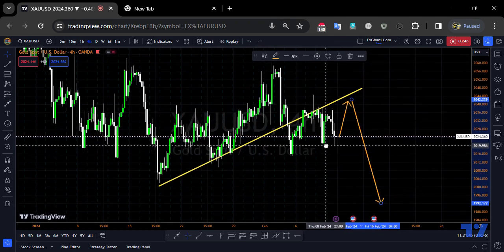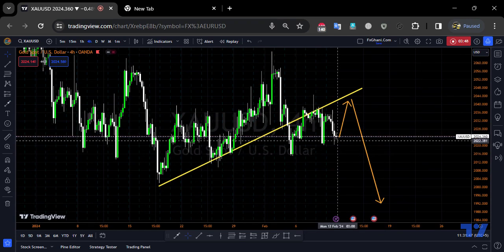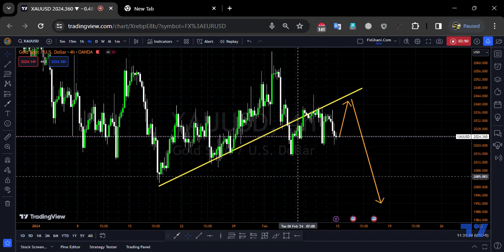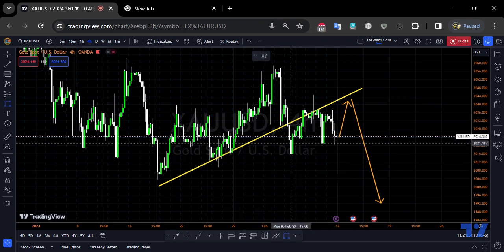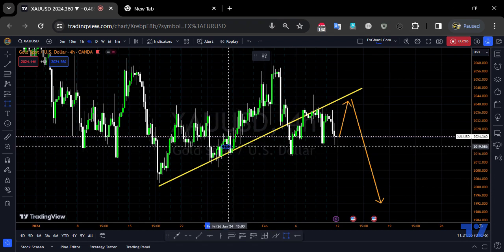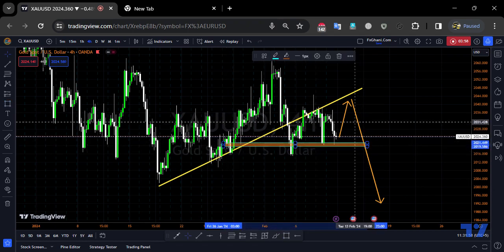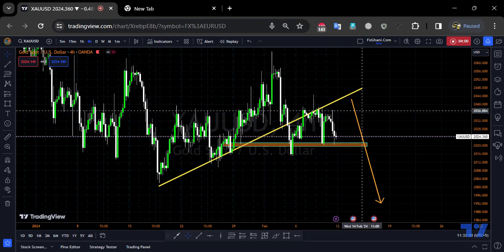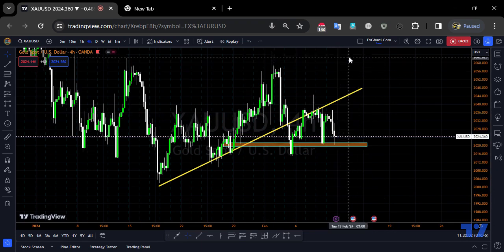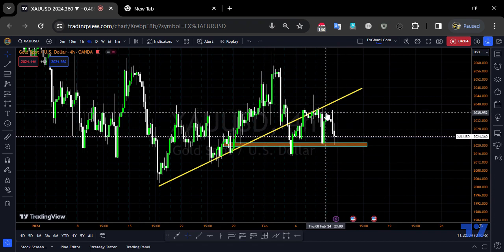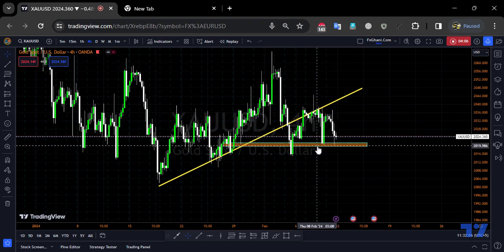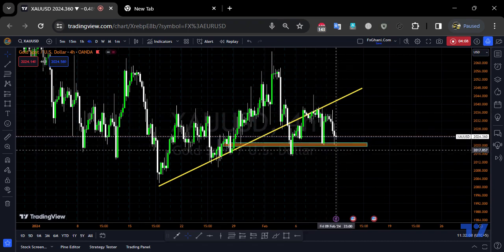Also, if you want to place a small lot size in a gold sell trade, then this is another idea in the H4 time frame. Let me remove these arrows. Price broke this trend line, retested this trend line, and then made a support. So whenever price breaks this support level, you can enter a sell trade.